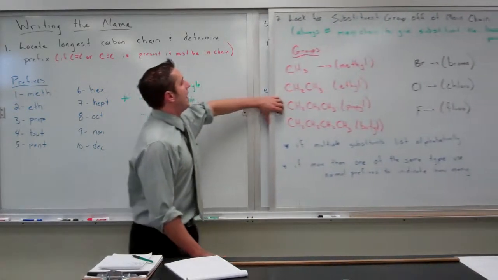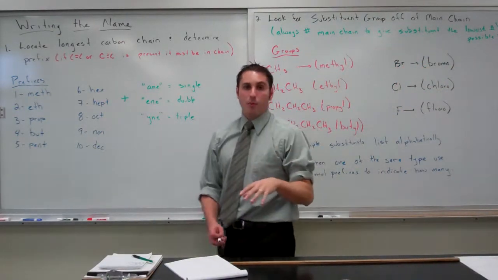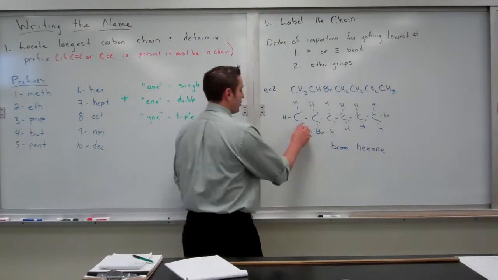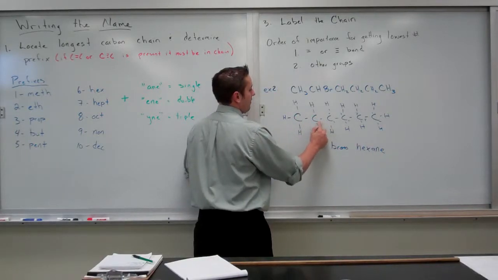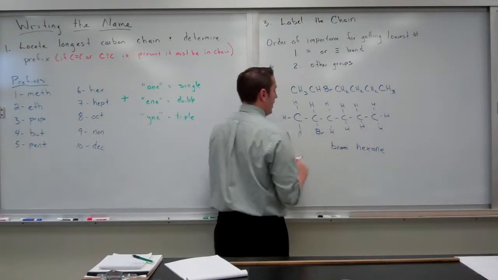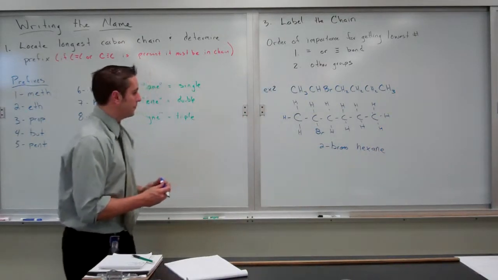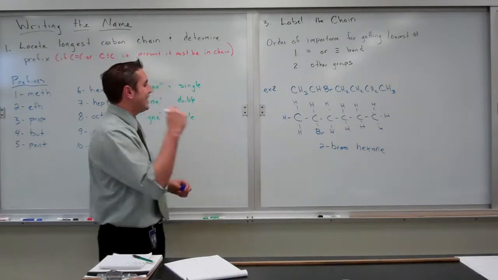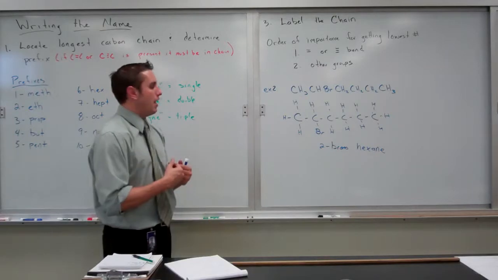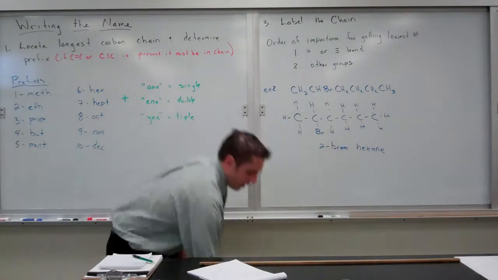That's what I was talking about here. We always number the main chain to give the substituent the lowest number possible. Numbering it from one side tells me 2-bromo. Numbering it from the other side tells me 5-bromo. So I am going to give it the lowest number that it can have. So it will be 2-bromohexane. You tell me where the substituent group is and how many, labeling it so that it gets the lowest number possible. Let's try 2 others.